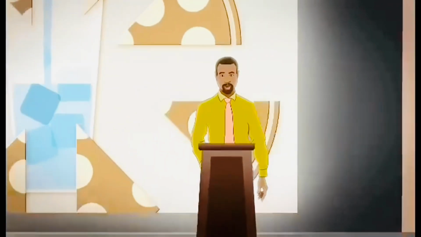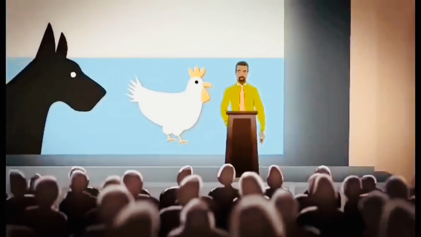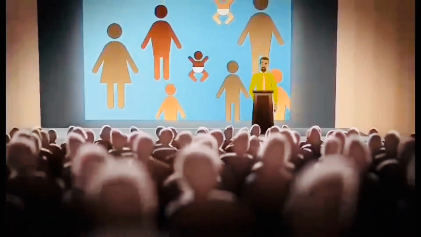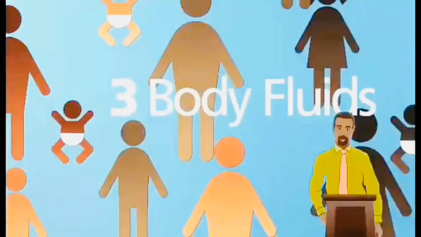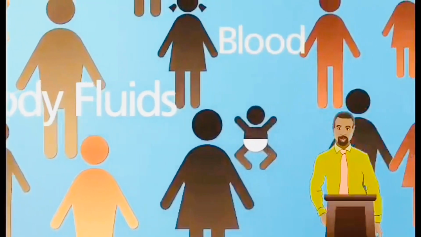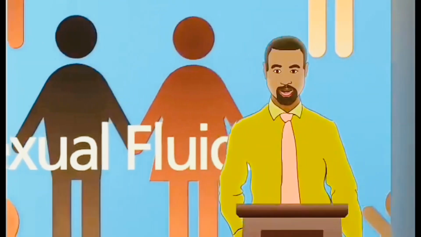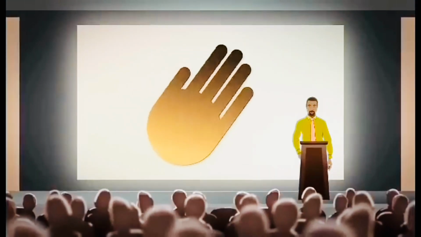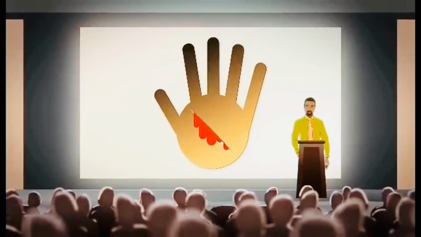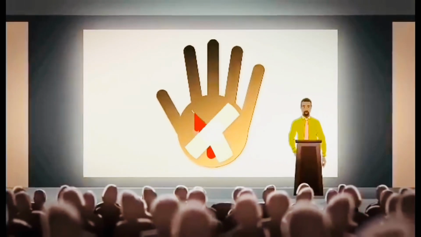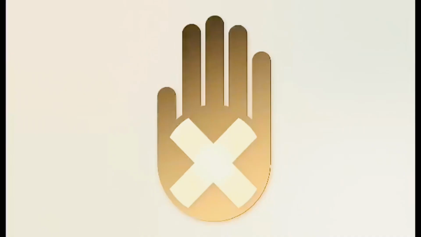You cannot get HIV from the air or from food or water or from any animals. HIV can only be passed from one person to another through 3 body fluids. These are blood, breast milk, and sexual fluids. The HIV virus can travel through wounds. This is why it is important to cover all cuts with a clean bandage or plaster.